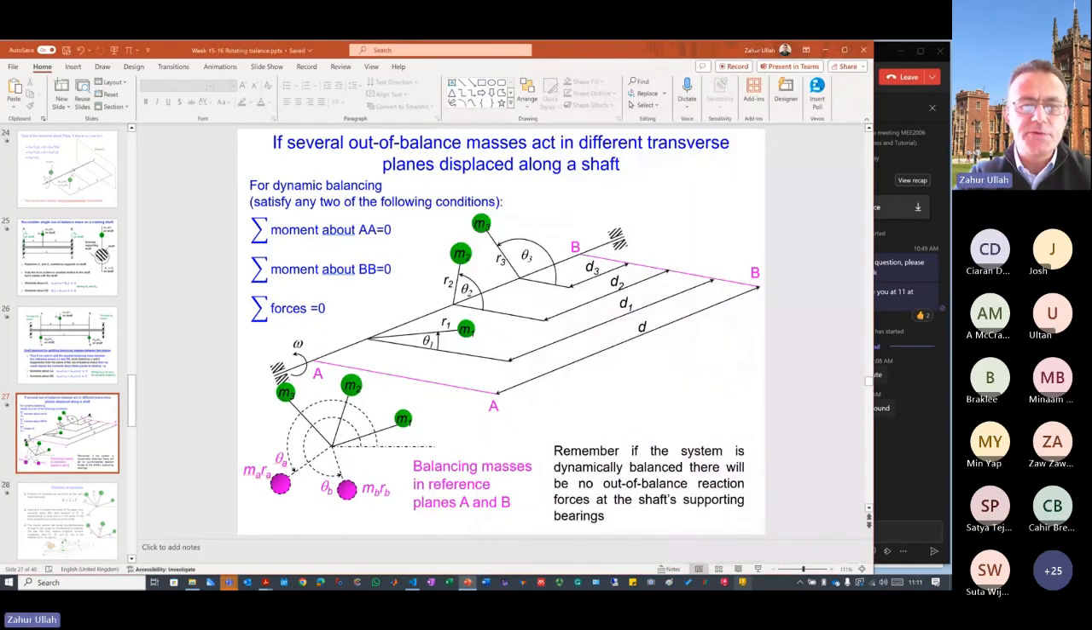Okay, so in this case, as you can see, we then solve this case. Because it's a very complex case, we need to make sure that the summation of all the moments about A is equal to 0 if you want to calculate the out of balance mass at location B, and then we want to calculate the out of balance mass at location A. So then you can either take the moments about B, or you can take the forces.